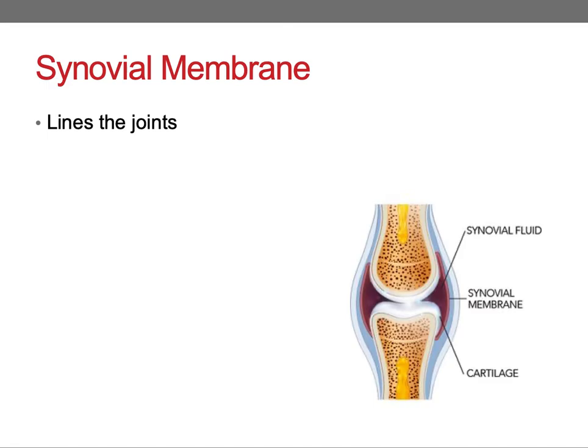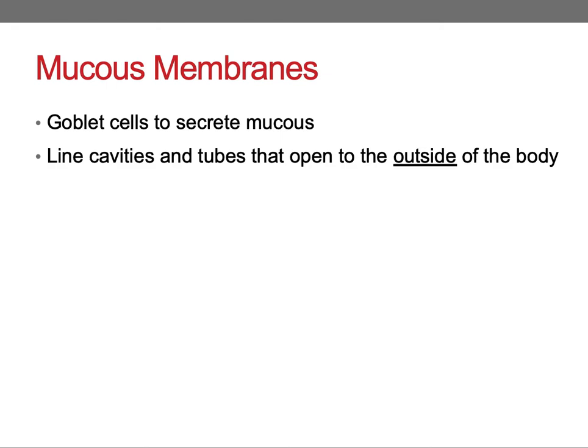The synovial membrane is inside the body and it lines joints. We'll talk about synovial membranes more when we talk about the skeletal system, but for now we should know that a joint is where two bones come together. When two bones come together, they're surrounded in a thick capsule. The inside of that capsule is lined with a synovial membrane that secretes synovial fluid in order to lubricate the joint. Next, we have mucous membranes.